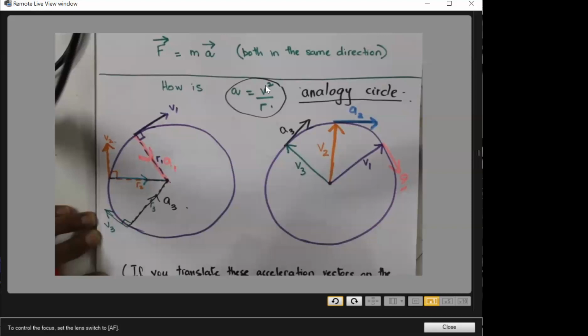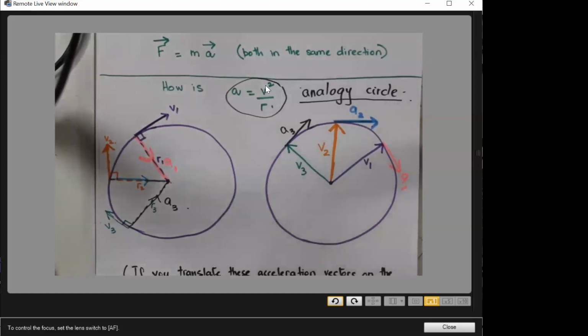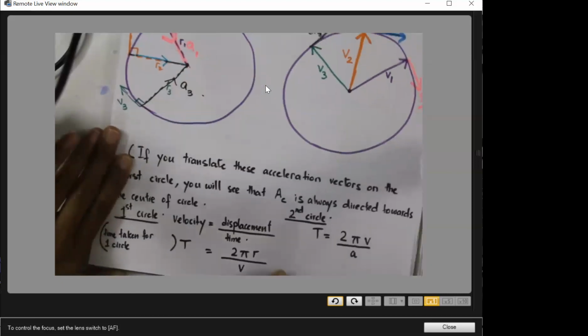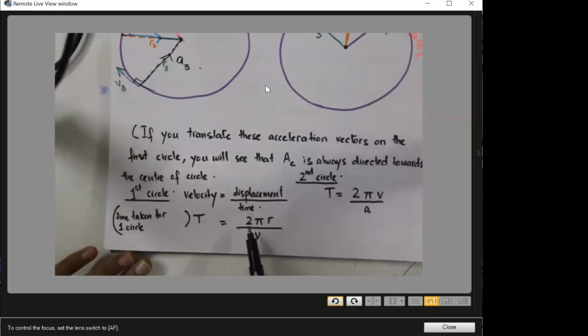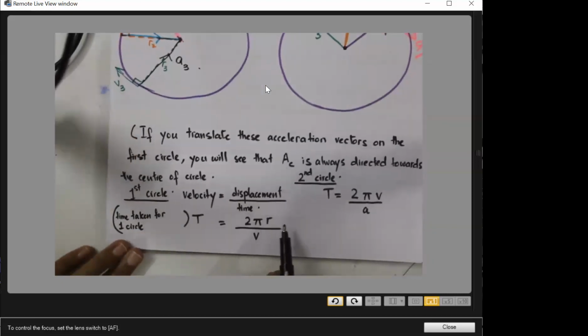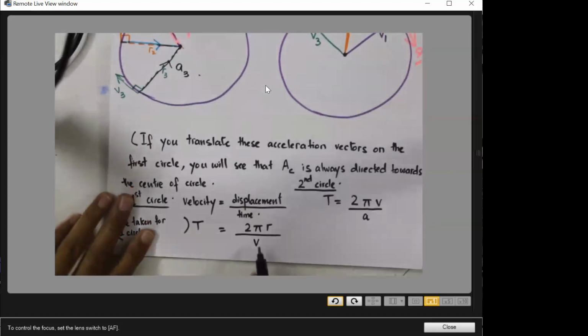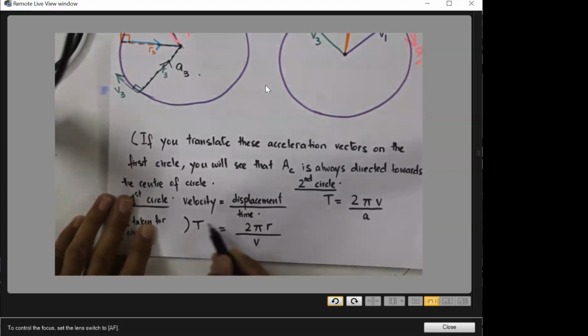2 pi r, thank you very much. Yes, so 2 pi r, I've done it here. 2 pi r divided by the velocity, right? So time is equal to 2 pi r divided by the velocity.